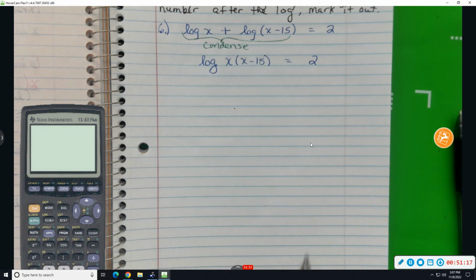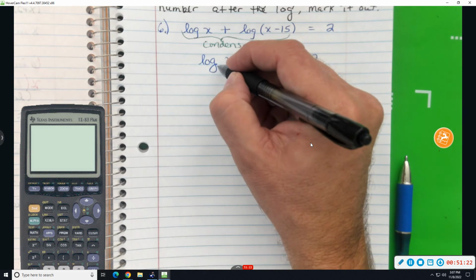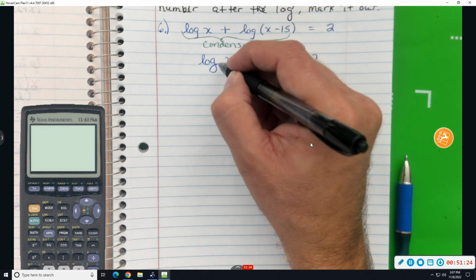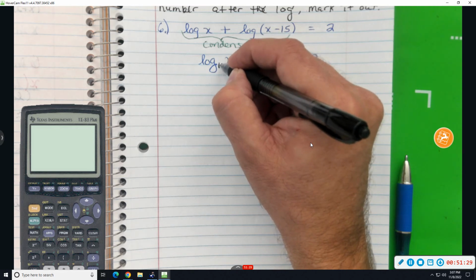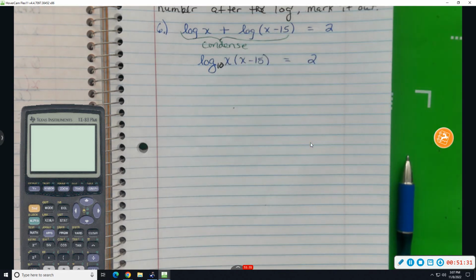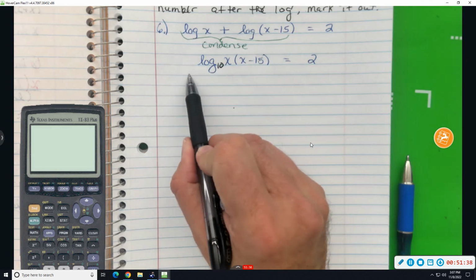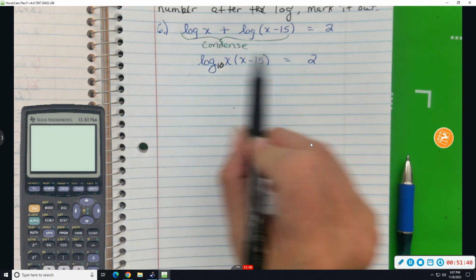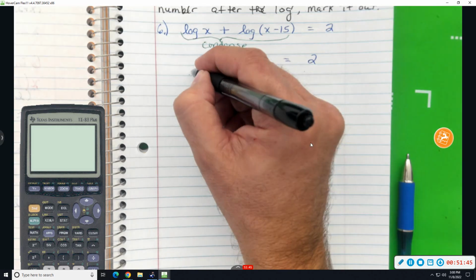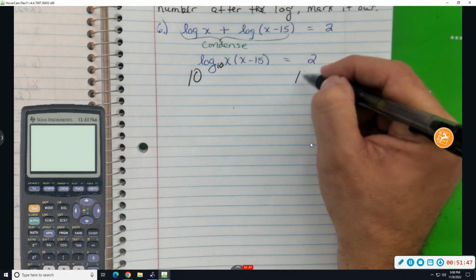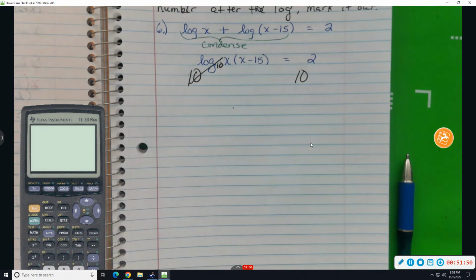Now, something else from the last time. If the base isn't stated, notice there's not a little base here. What base do we assume it is? A 10. So we have to assume that's a 10. And now it's very similar to problem 5. What big number am I going to put on each side to cancel out this log base 10? Big old 10. So all of that cancels.